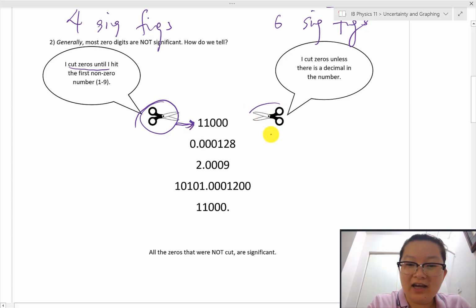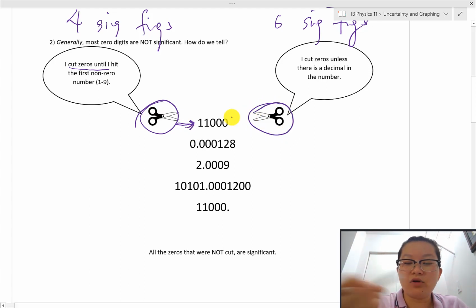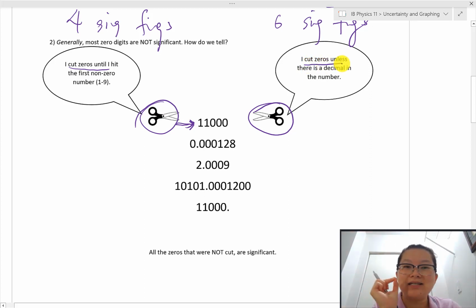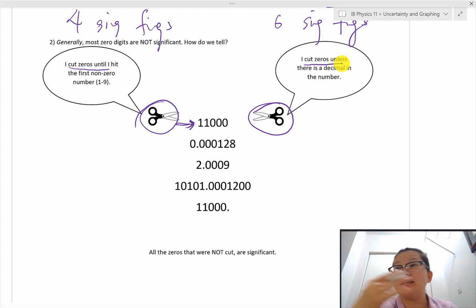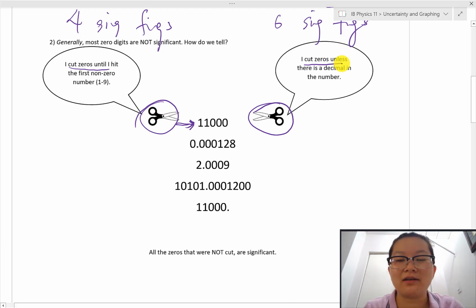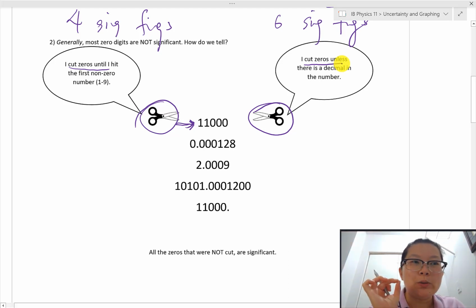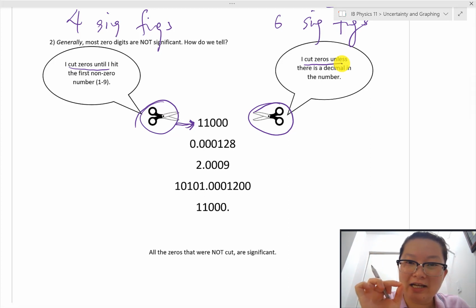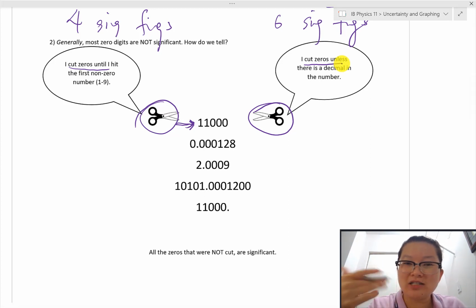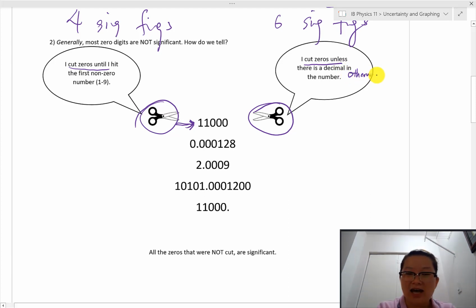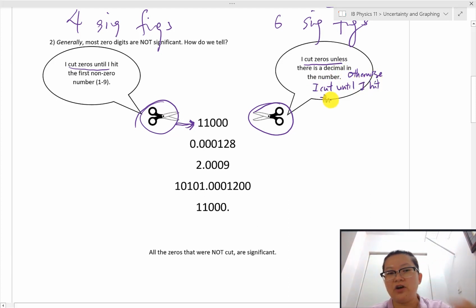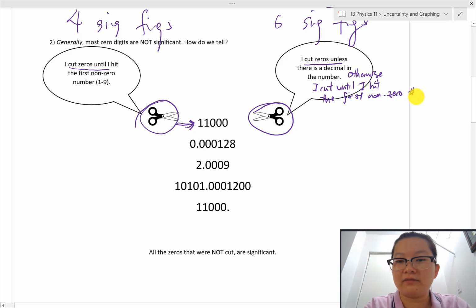The other scissor, on the right, is programmed to cut zeros unless there is a decimal in the number. If there is a decimal in the number, it relaxes and goes on vacation. It doesn't do anything. If there is no decimal in the number, it's going to cut until it hits the first non-zero number. That's what I forgot to write here. So that's what that scissor is programmed to do.